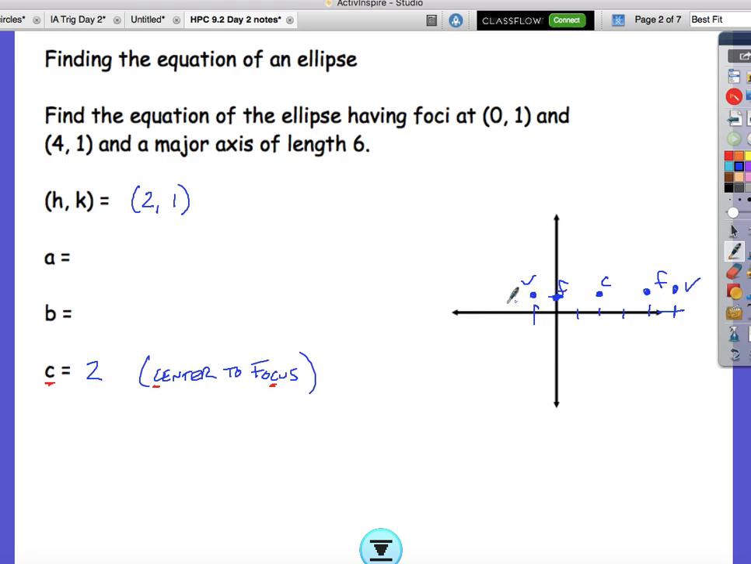The foci and the vertices lie on the same axis. So if the foci were horizontal, then I know the vertices should go horizontal. And I'm going to write horizontal just to remember when it comes time for our equation. In any case, from center to vertex, that is the A value. So center to vertex is 3, so that is what A equals.